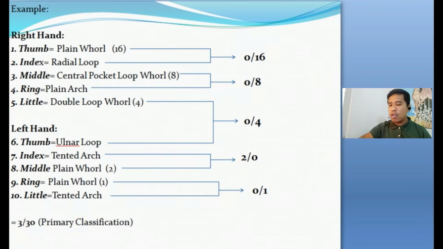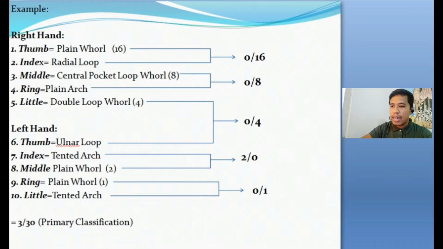But I provided examples for you to grasp an understanding of fingerprint classification. So what you can see on your screen is this. Let us say you are done taking the fingerprints of the suspect. Now, from the suspect's fingerprints, his thumb is a plain whorl. The index is a radial loop. The middle finger is a central pocket loop whorl.